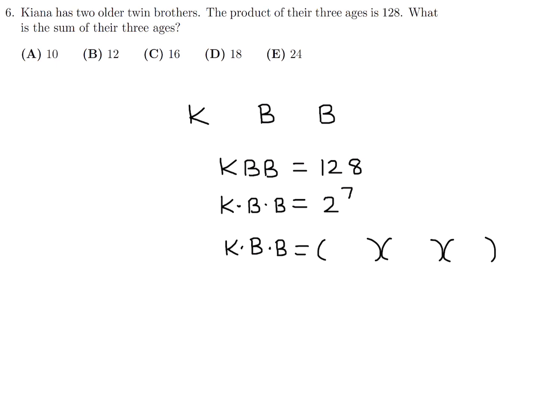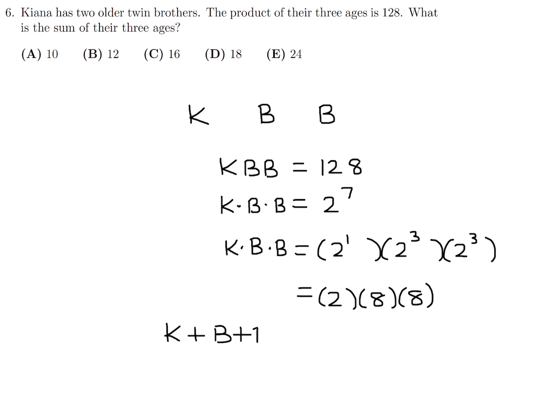And with a little bit of thought, it's pretty obvious that these have to be 2 to the power of 3's, and this has got to be 2 to the power of 1. No other combination would work, because if you put 2 to the power of 2, the other one would become 2 to the power of 3, and then Kiana would be older than her brothers, and that's not allowed. So this is 2 and 8 and 8. And the product is indeed 128. They want us to figure out the sum. So the sum is k plus b plus b, and that would be 2 plus 8 plus 8, and that is 18. So number 6, the answer is D.